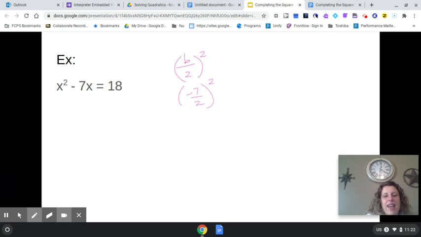So negative 7 halves squared. So negative 7 times negative 7 is 49, and 2 times 2 is 4. So we get 49 fourths. That is what we're adding to both sides.